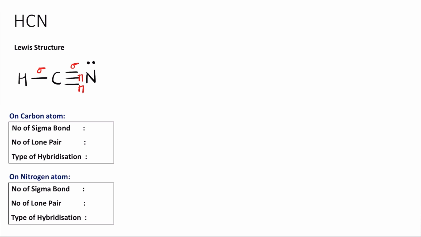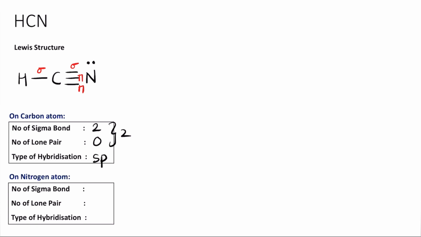Kita kena tunjuk proses hybridization for carbon, a central atom, dan juga nitrogen, our terminal atom. Sebab dia special. Kerana apa? Dia ada 2 pi bond. Kita kena tunjuk lah. So, untuk kes ini, we go one by one. For carbon atom, we have sigma bond sebanyak 2. Dan lone pair 0. So total dia adalah 2. So bila 2, type of hybridization dia adalah sp.